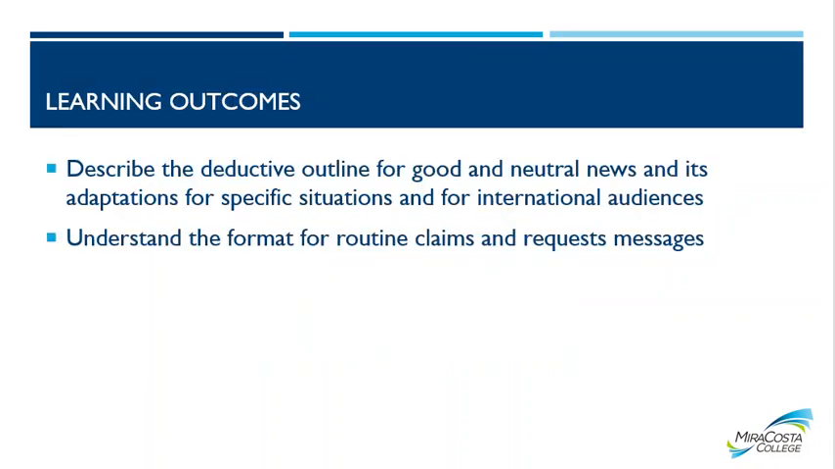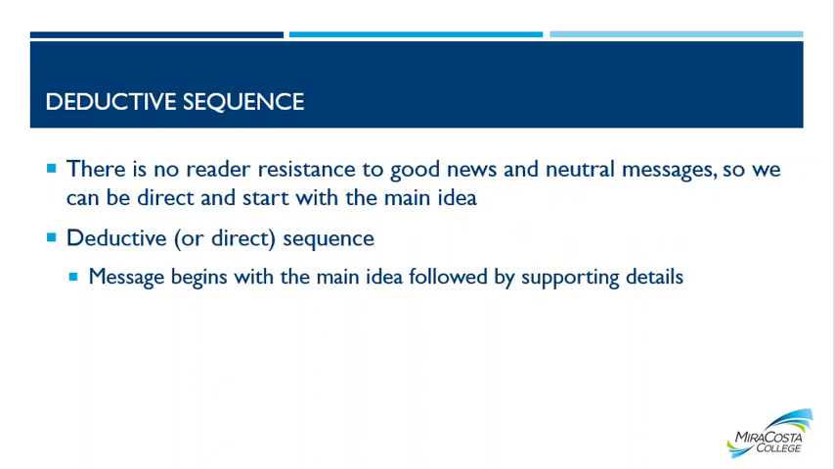So the learning outcomes for this module: describe the deductive outline for good and neutral news and its adaptations for specific situations and for international audiences. Understand the format for routine claims and request messages. So the deductive sequence here: there is no reader's resistance to good news and neutral messages, so we can be direct and start with the main idea. So it's a lot different than the bad news messages.